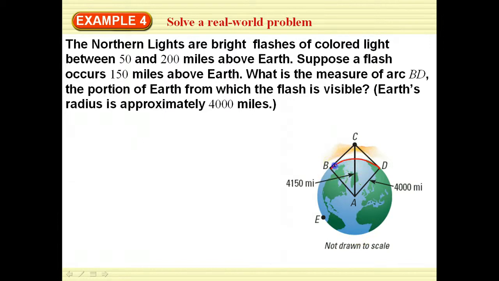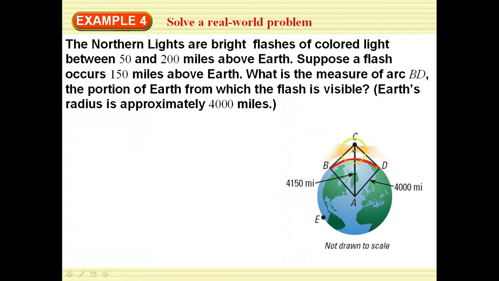But I also know that this arc is simply equal to the measure of this entire central angle. So if I can find that central angle, it appears to me that would be a lot easier way to work it than trying to find the difference between two things that I don't know. So I'm going to look at these.